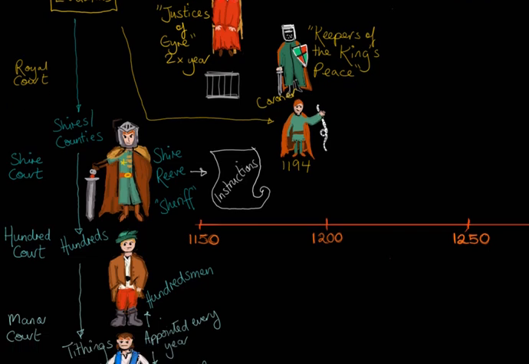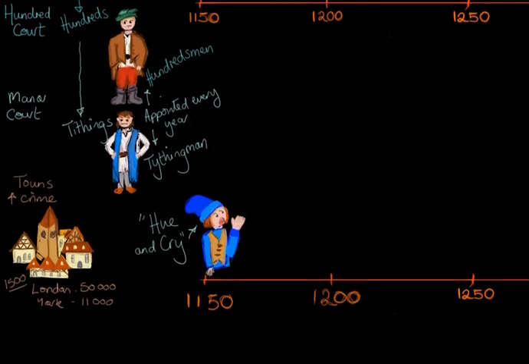Round about this time as well, towns are divided into wards because there are too many people in them to keep tabs on. So they're divided into wards, which are a little bit like tithings, and that makes them easier to manage.